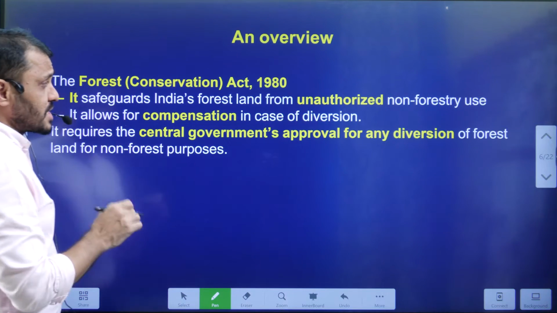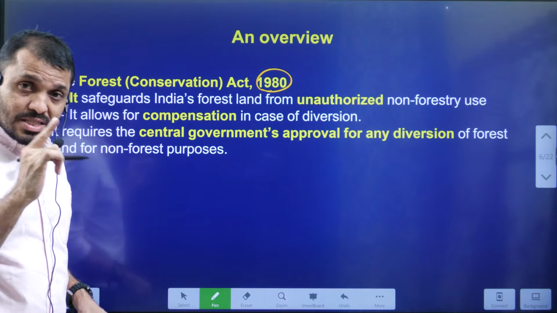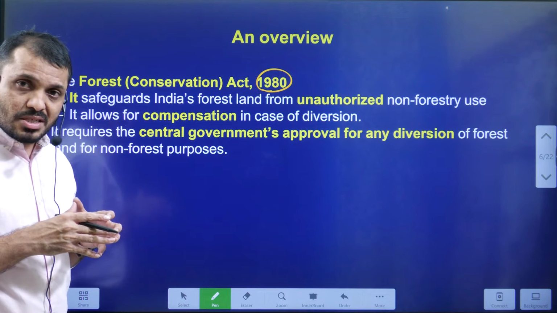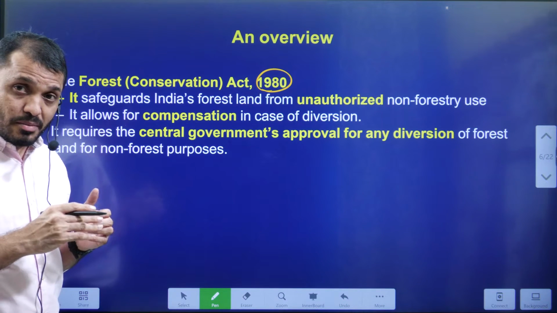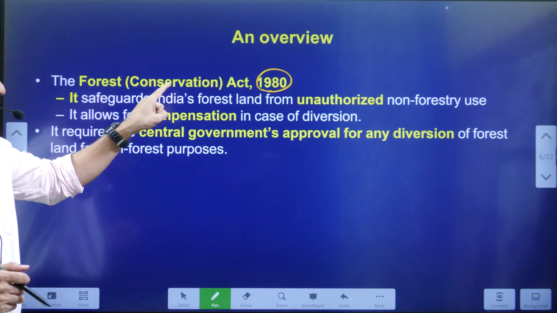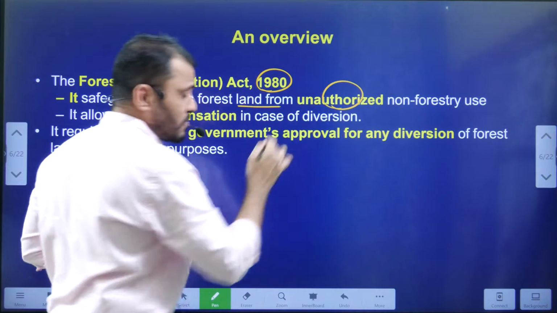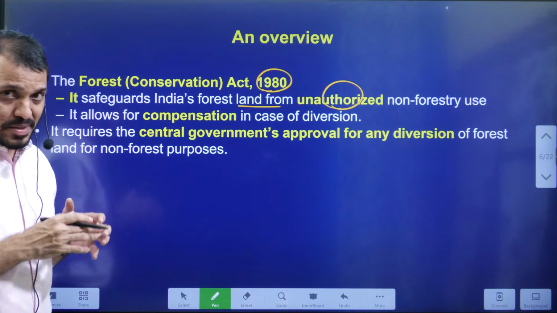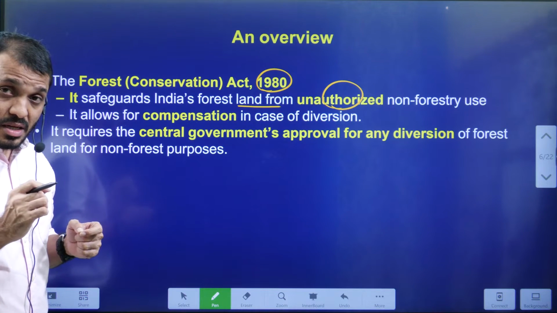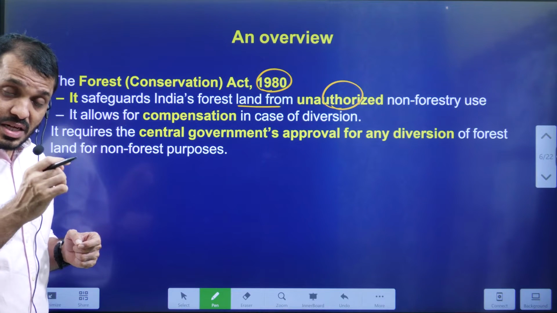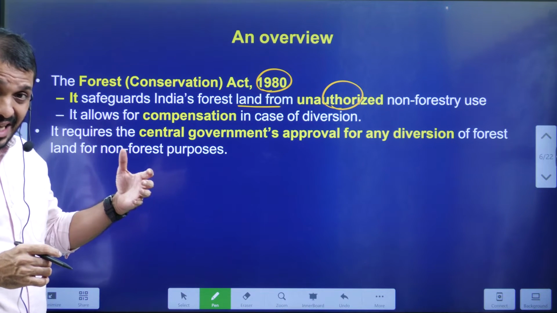Next, regarding the Forest Conservation Act, this act was made in 1980. Previously, the British made the Forest Act in 1927. That act was not for the protection of forest, but was mainly related to the exploitation of the forest. To overcome those deficiencies, the Government of India made the Forest Conservation Act 1980. This act prevents the conversion of forest land into non-forest purpose. If forest land is converted into non-forest purpose, then whatever land is converted has to be compensated. That means that much land, in that area or another area, we have to grow forest.